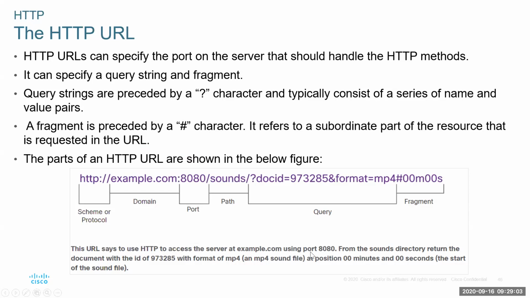So for example, in this one that we see here, it's going to connect with HTTP to example.com on port 8080. It's going to go to the sounds directory and retrieve the one with the ID of 973285 in the format of an MP4 file, which is a sound file, and then start at position 0 minutes and 0 seconds. So start at the beginning of the file. And you will see this too if you play with YouTube or anything like that. You'll get these URLs and you'll have similar results.